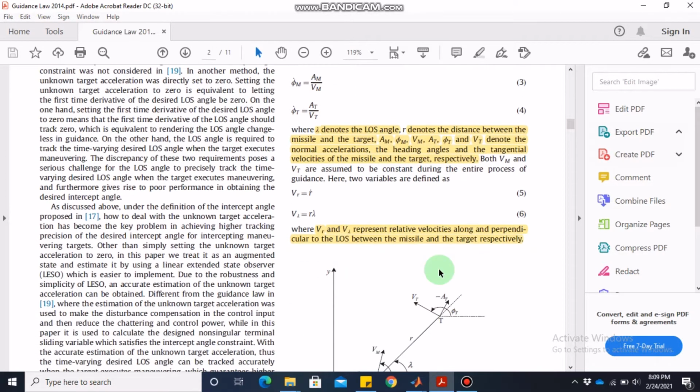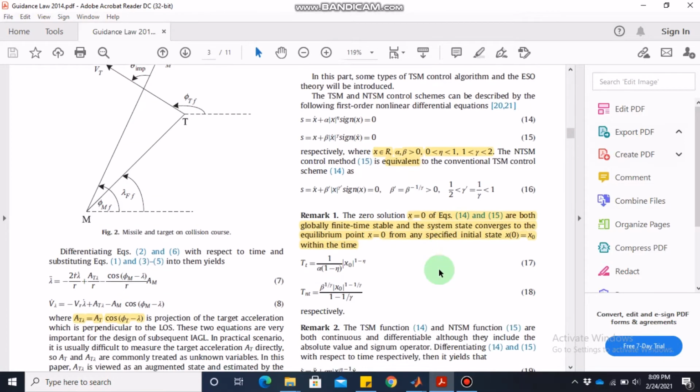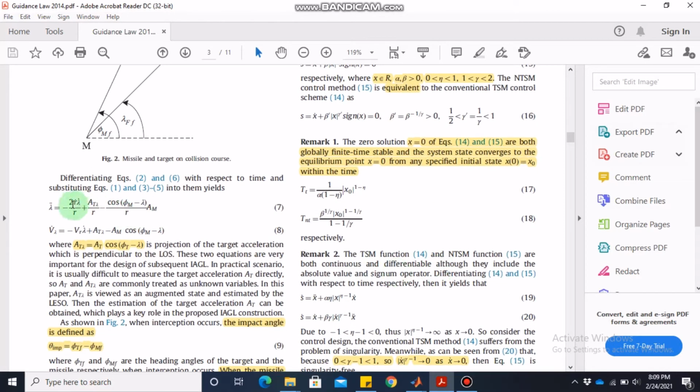And then we have these dynamics. This is the double derivative of the line of sight angle, which captures the whole dynamics of the missile trying to chase down the target.